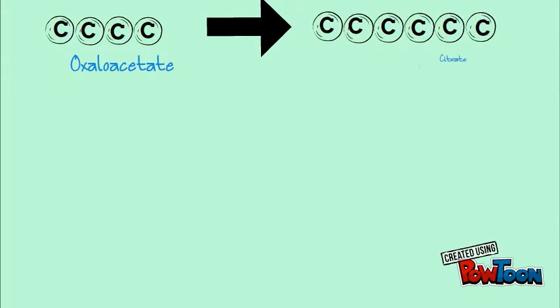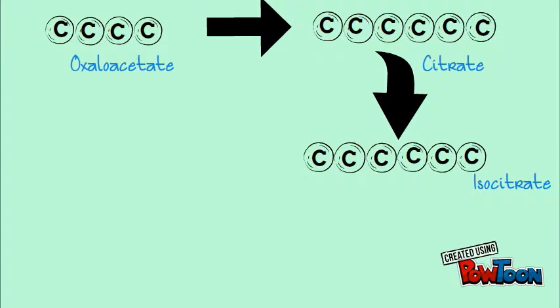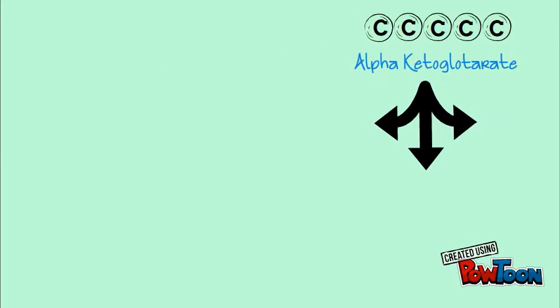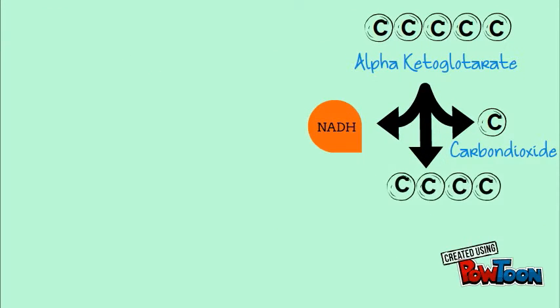The formed citrate will convert into isocitrate. It will remove one carbon as carbon dioxide and will produce alpha-ketoglutarate, and one NADH molecule will be released. This will convert to succinyl-CoA by producing one carbon dioxide and NADH.